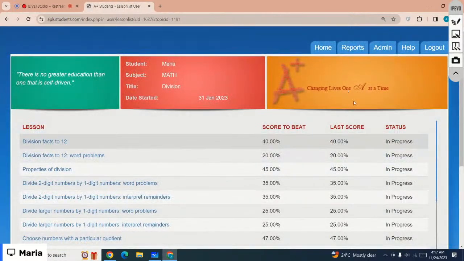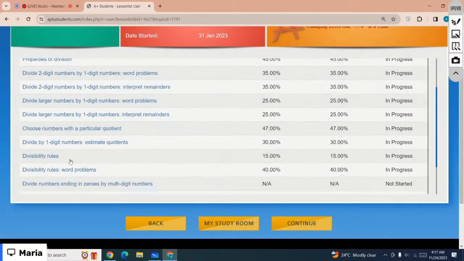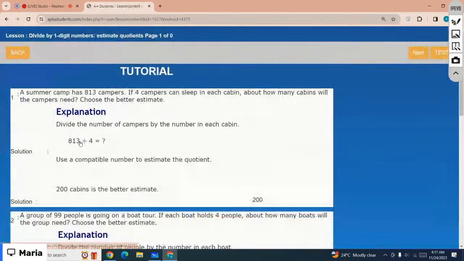Okay, the next lesson is divide by one-digit numbers, estimate quotients. You have to estimate the quotients. A summer camp has 813 campers. If four campers can sleep in each cabin, about how many cabins will the campers need? Choose the better estimate.